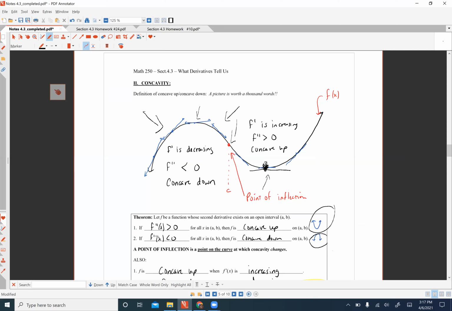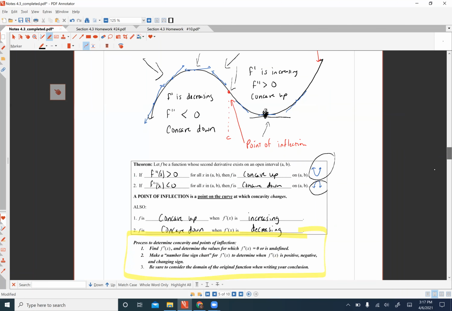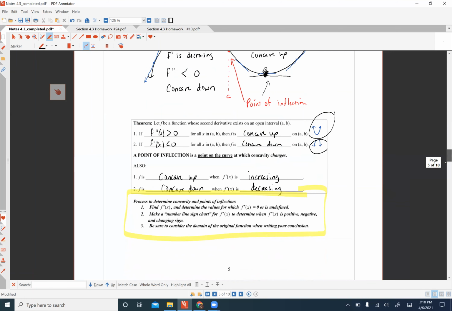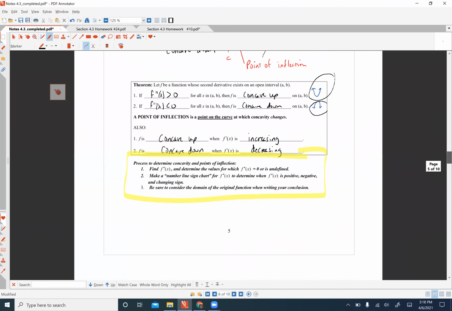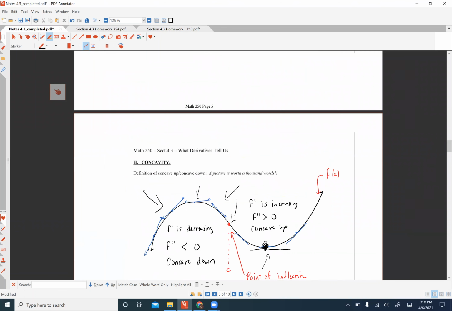Okay, so the point of inflection is where the concavity changes, and that's where the second derivative would be zero. So at the point of inflection, if you're going from concave down to concave up, like here, the second derivative is zero, right? When you change concavity, the second derivative is zero.